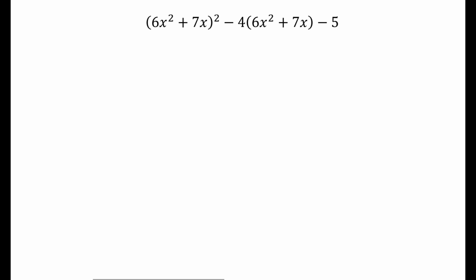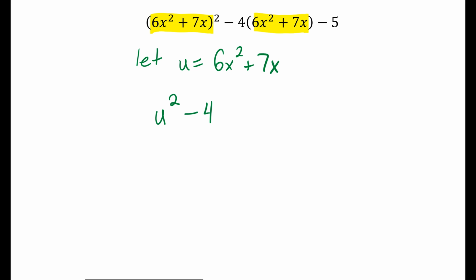Let's take a look at one of the trickiest examples that I could think of for these structure problems. So I'm going to use that same trick as before, because it looks like I've got something squared minus 4 times that same something. So I'm going to say let u be equal to 6x squared plus 7x, and I'm going to make that substitution. So now I have u squared minus 4 times u minus 5.